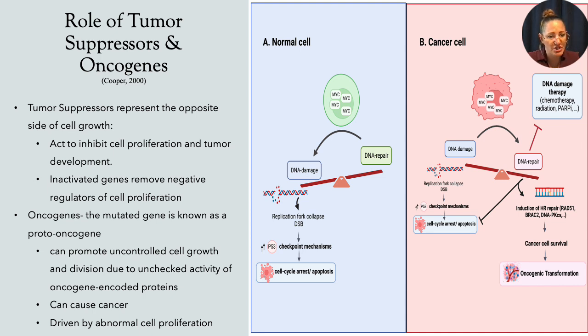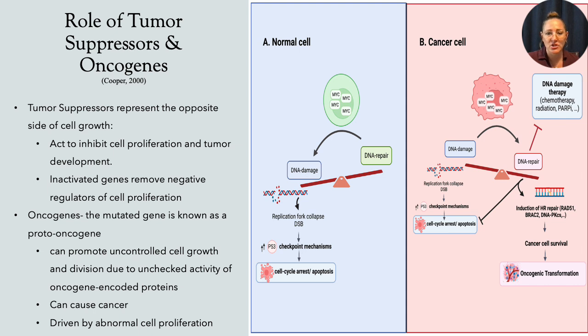And oncogenes, these are mutated genes known as proto-oncogenes, and they can promote uncontrolled growth and division due to unchecked activity of the encoded protein. This can cause cancer and can drive abnormal cell proliferation.